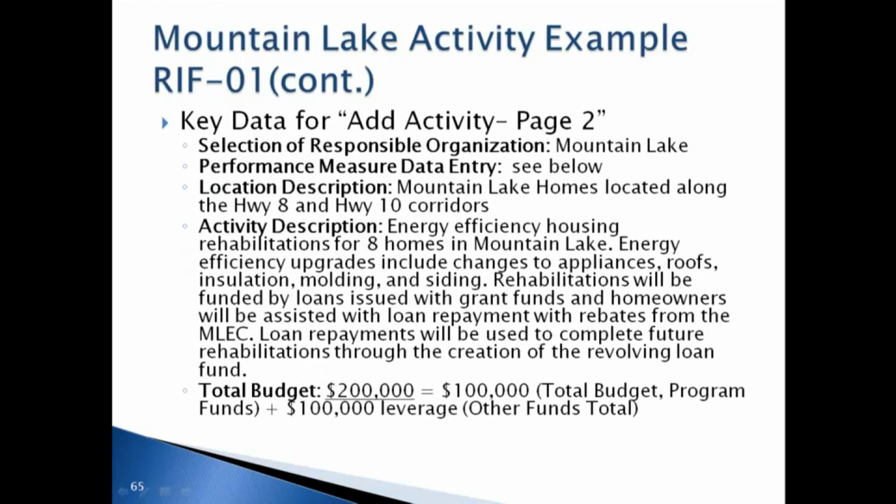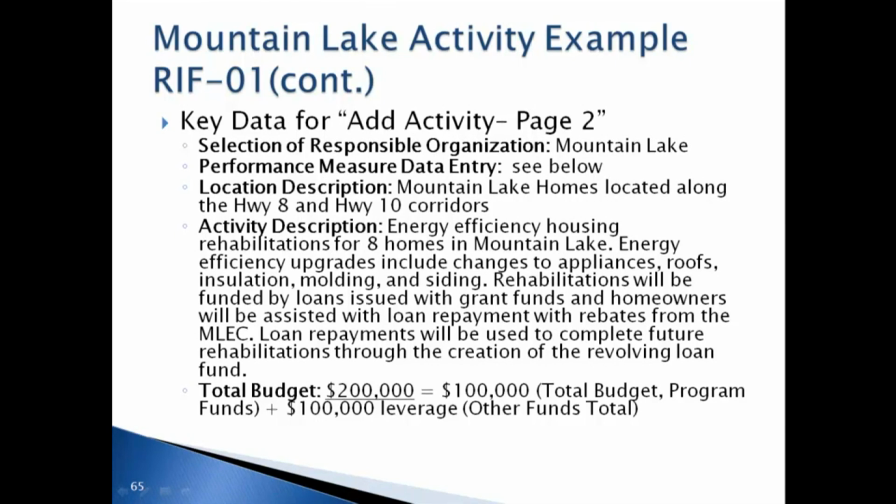For the Add Activity Page 2 data entry components, it starts with identifying the responsible organization, which was the applicant and lead grantee Mountain Lake. Performance measure data entry will be shown on the next page. The location description is a short narrative about where the project is going to be taking place, and the activity description is again a short narrative summarizing what's happening in the activity.